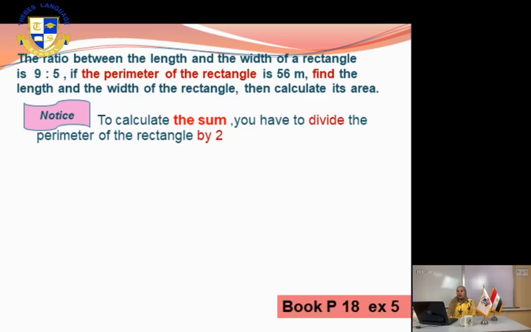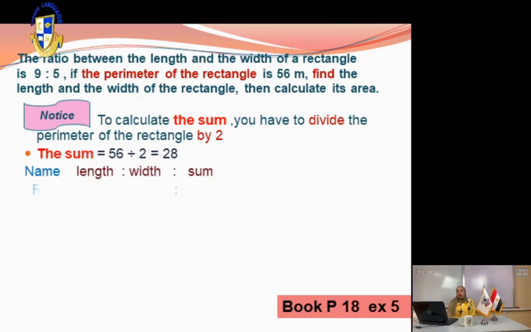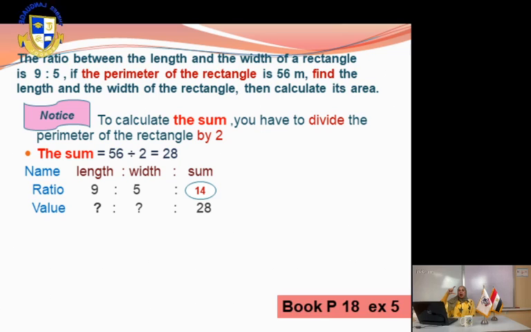So first line, length to width to sum. Second line, ratio 9 to 5. Third line, value. The sum here is 28. So add 9 to 5, it will be 14. I have here a complete column, 14 over 28. Start to solve your problem.